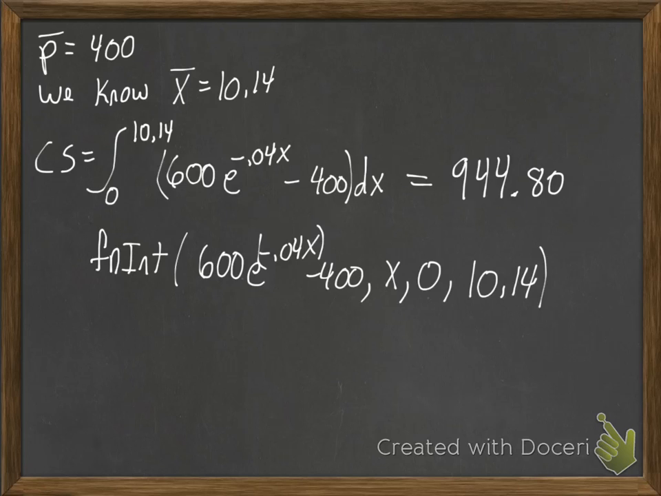So using our numerical integral feature on our calculator, we can compute that, get 944.80. And then what is that 944.80? That 944.80 is a surplus, but we got to remember that X was in units of 100, so the actual surplus is 94,080.